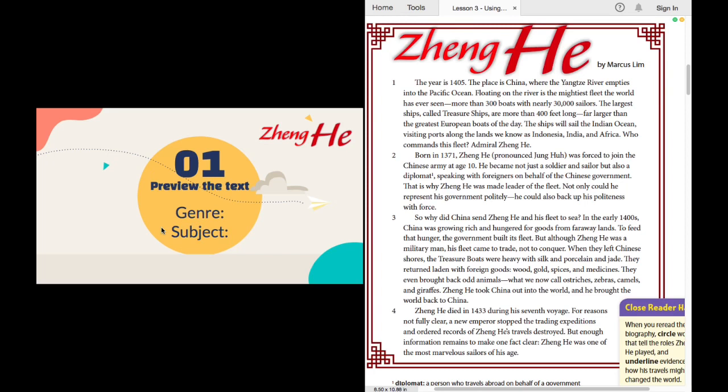Okay, so our step number one is previewing the text, right? So I'm going to walk y'all through this one just to show you how I would think through the text, and then I'll have you guys work on one independently. All right, so previewing the text.